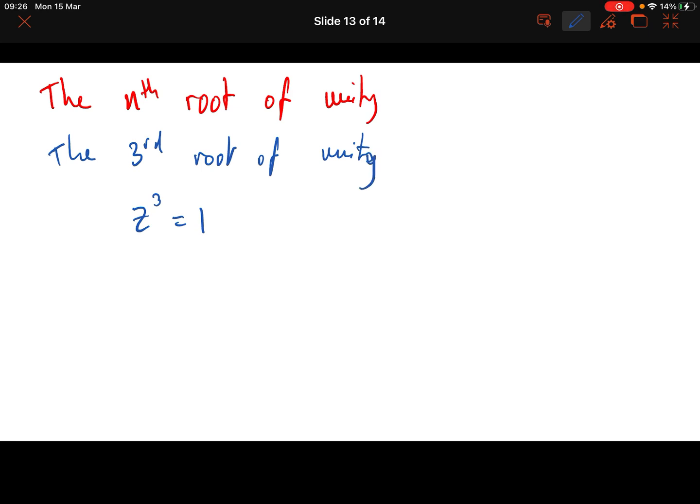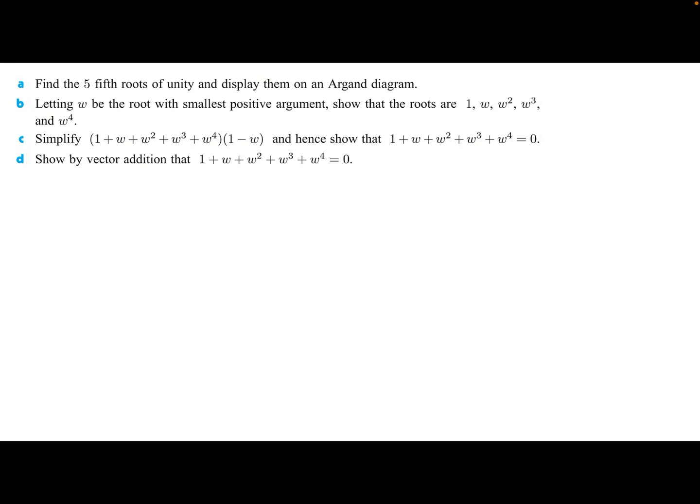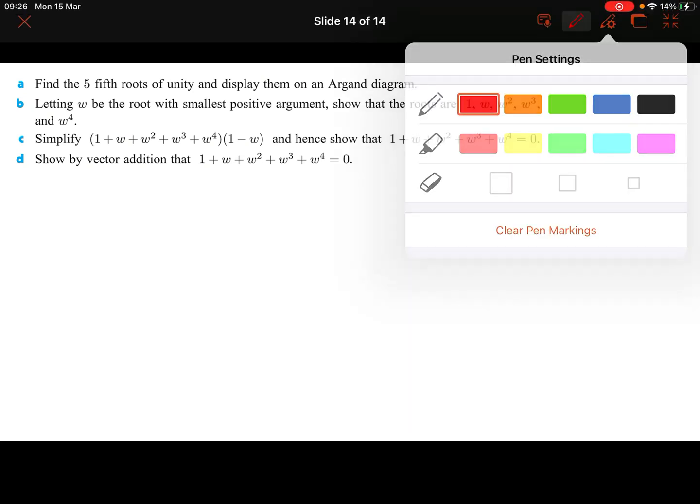Okay? So if you're being asked to find the 10th root of unity, then you're being asked to solve the equation z to the power of 10 equals 1. So I hope that makes sense. And so if the question asks you to find the roots of unity, that's what we mean. So we're already good at doing that. We've done that in the past videos. Okay, so let's just have a look at this question here.